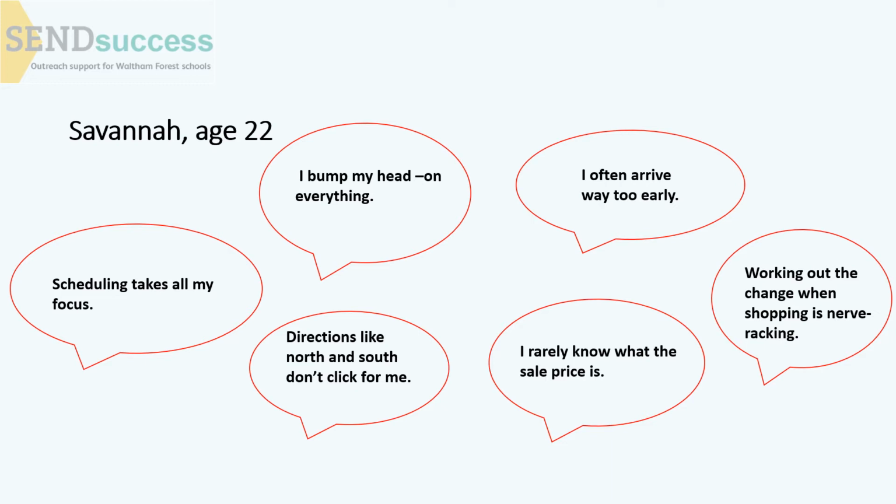Related to shopping here, she rarely knows what the sale price of an item is, as working out a percentage discount can be really hard. And here, directions like north and south don't click for me. And scheduling takes all her focus. So when she's planning ahead in her diary, difficulty with sequencing abstract ideas is really challenging. So you can see how having this impairment to mathematical ability can negatively impact a person's life significantly.